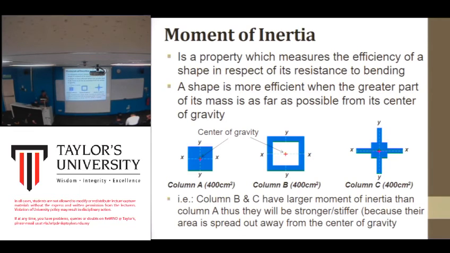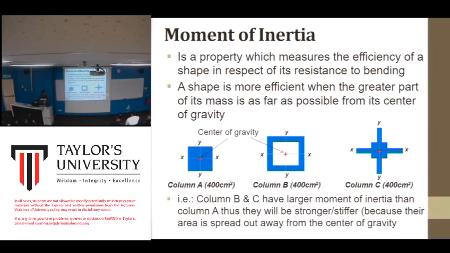inertia, right? So for example, column A, column B, all the columns are 400 centimeter square, but columns B and C have larger moment of inertia than column A. Thus, they will be stronger or stiffer because their area is spread out away from the center of gravity.